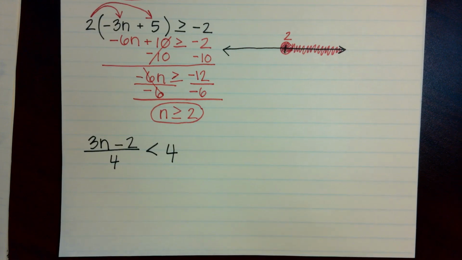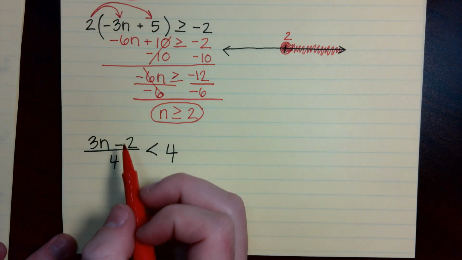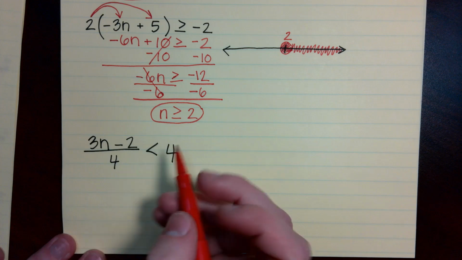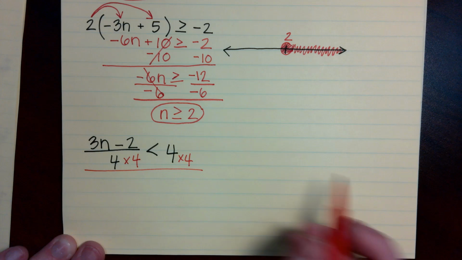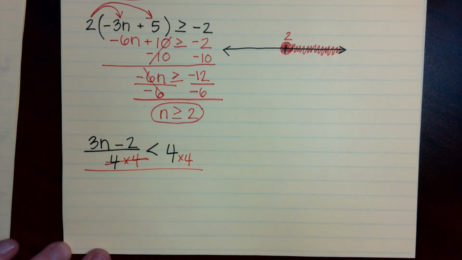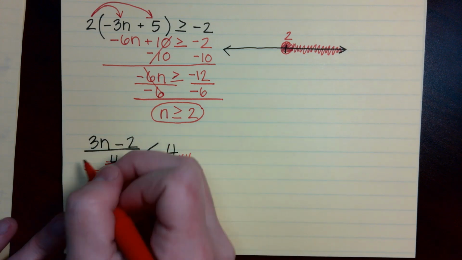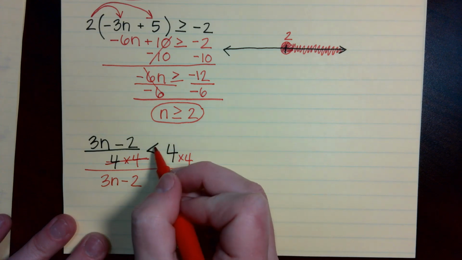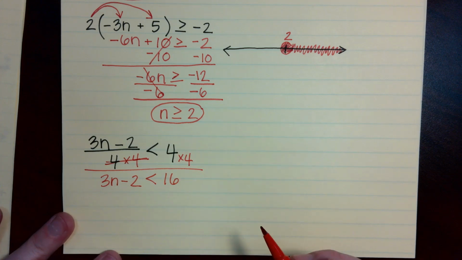What do I need to do here? So we've got the whole quantity, 3n minus 2, being divided by 4. So to get rid of division, we multiply. Okay, our 4's will cancel. And what do we do next? Bring it down. I've got 3n minus 2 is less than, what is 4 times 4? 16. All right, next step.